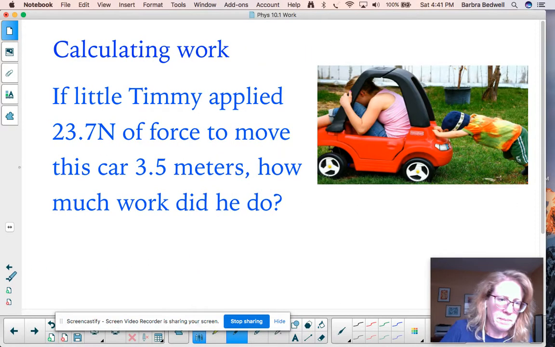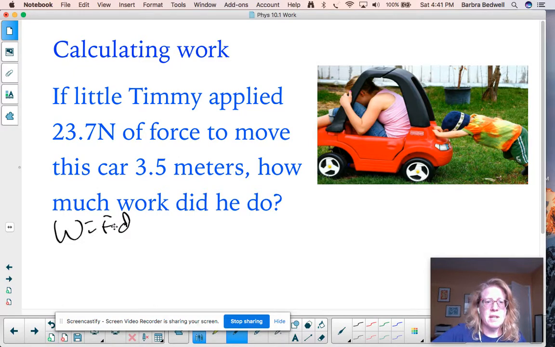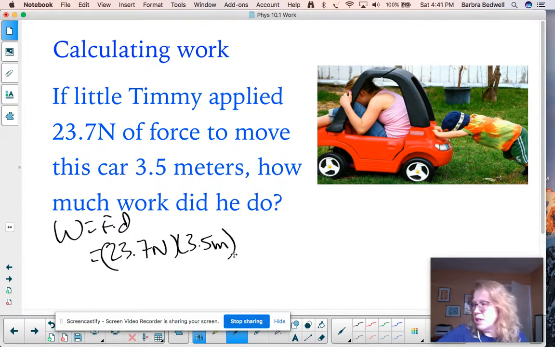So when we're calculating work, it's actually a really easy thing mathematically, at least when we start. Again, work equals force times distance. If we're talking about little Timmy here pushing his car, and he's moving it 3.5 meters, you've got 23.7 newtons of force, and then you've got 3.5 meters. Those are both standard units.